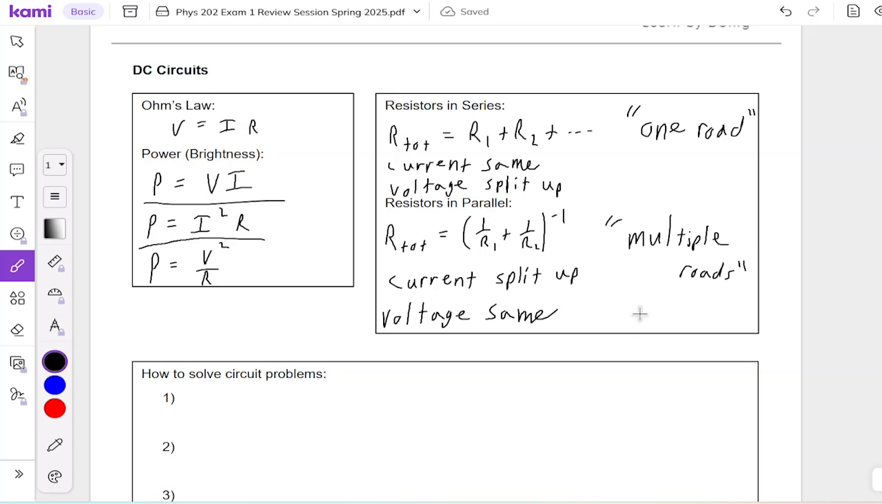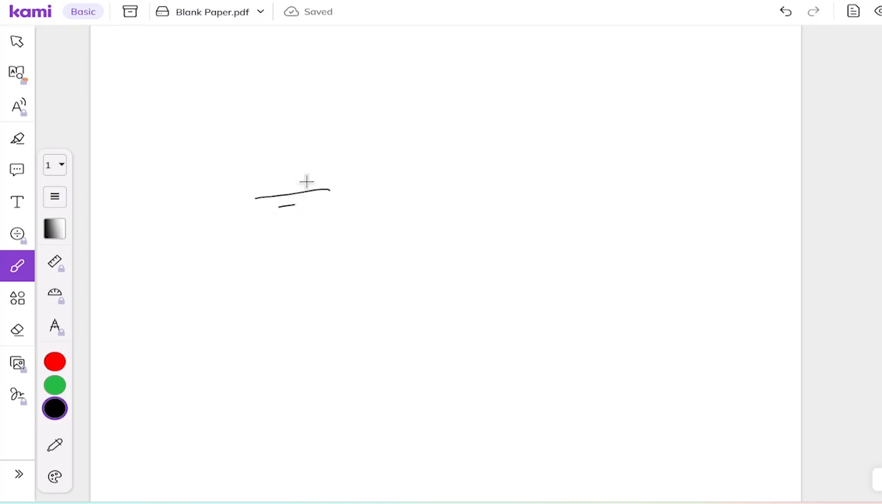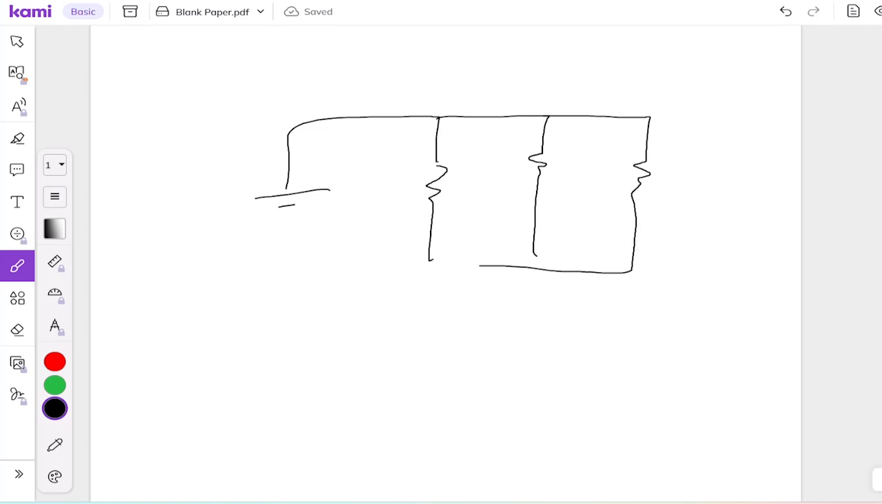Now, one thing I want to be clear about. When I say voltage is the same, let me draw an example real quick. Let's say I have a battery here, and I have 3 resistors in parallel, and the battery's, let's say, 30 volts. I don't care what the resistors are. Let's say they're all the same resistance, but they don't have to be. And then I ask you, what's the voltage on these resistors?